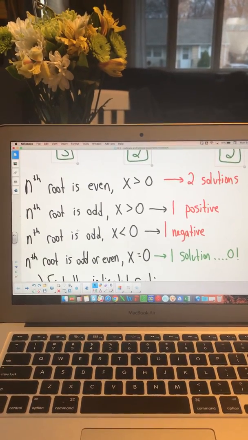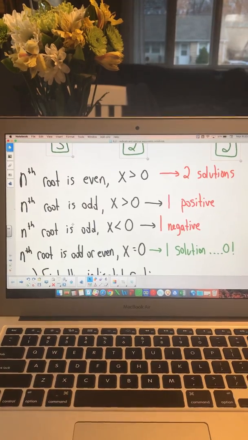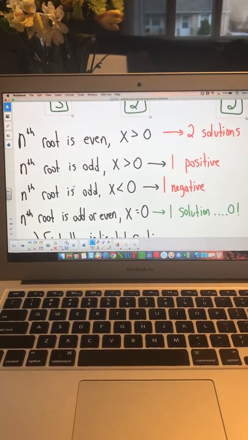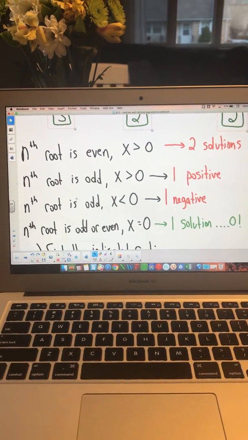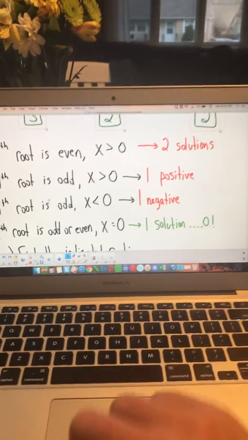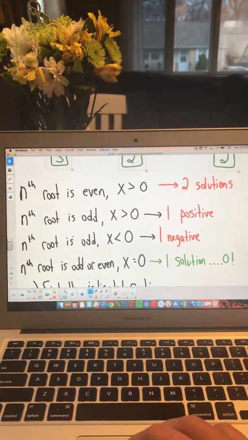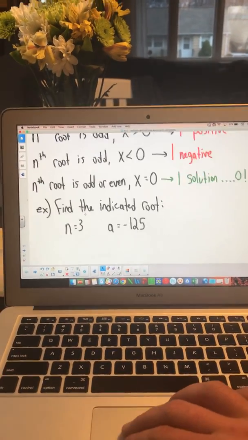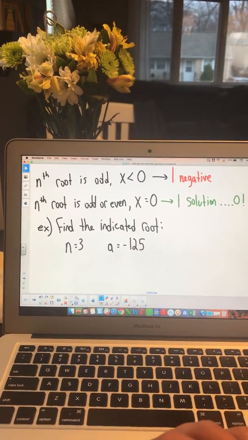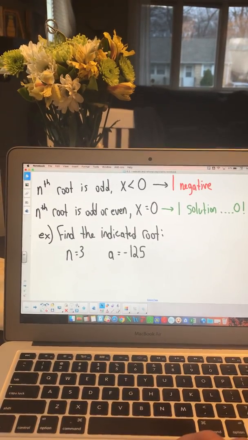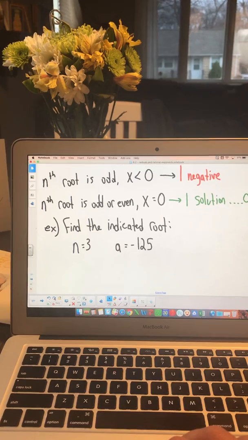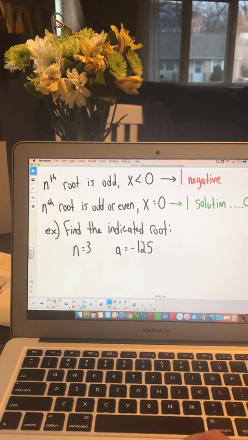If the number we're taking the odd root of is positive, it'll be positive. Negative number, it'll be negative. If we take the root of 0, any root of 0 is going to be 0. So for us right now, if we have n equaling 3 and a as negative 125, n is representing the root, and the negative 125 is that base.